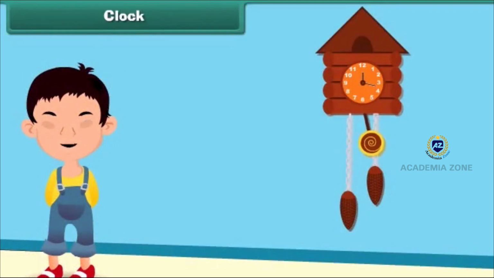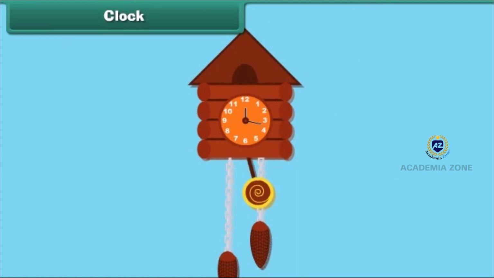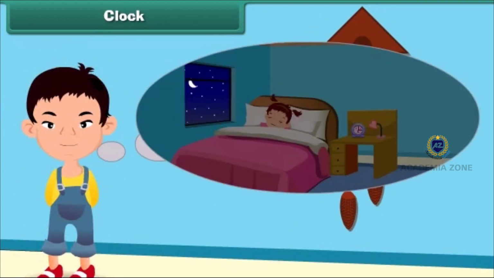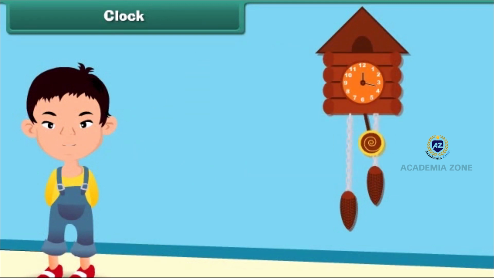As the nursery rhyme says, tick-tock goes the clock, hanging on the wall. Tick-tock goes the clock, telling the time to all. Tick-tock goes the clock, it's time for you to go to bed. Tick-tock, tick-tock, tick-tock sounds the clock.